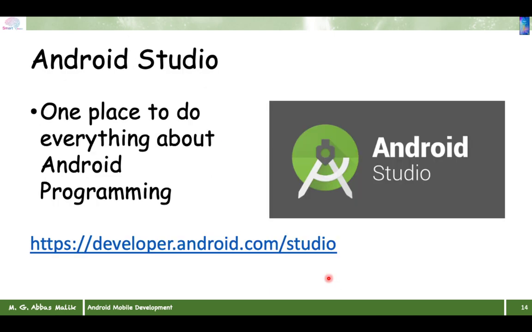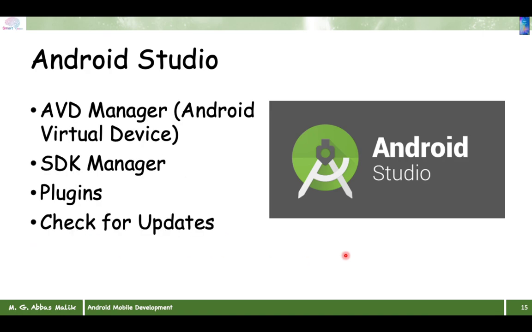Android Studio is the one place to do everything about Android programming. If you want it, you go to developer.android.com/studio, or you can simply run an Android Studio search on Google, and you will get that specific address, which you can download and install.